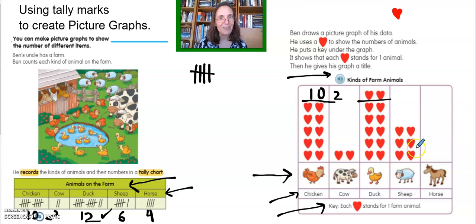Ooh, did your brain see the 2 rows of 3? Mine did. 2 times 3 is the same as 3 times 2, which is 6. But uh-oh, look, he forgot to put the horses in there. So I made myself a little heart, and we're going to finish this graph for him. 1 horse, another horse, another horse, trying to keep it in line here, and a last horse. And now the horse is correct because now there are 4 horses.